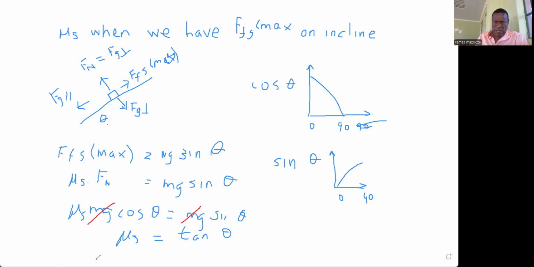Is there anything else that I have left out here regarding friction? I think that's basically it.